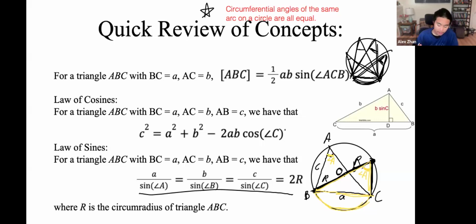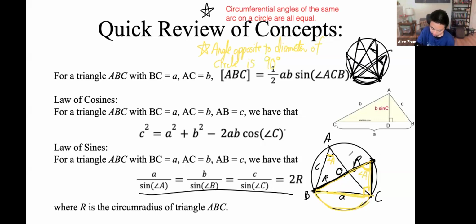There's also the other property, because this is the diameter of a circle: the angle opposite to a diameter is always 90 degrees. I'll also write that here. Angle opposite to diameter of a circle. So this angle is 90 degrees. This is angle A.